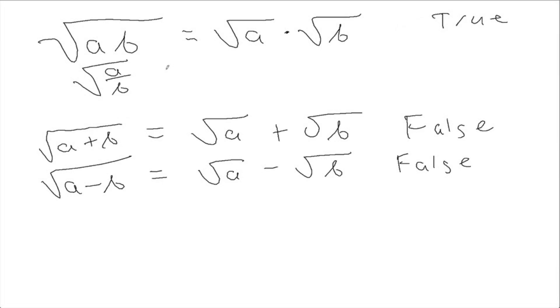Now, in this case, it would sure be nice if we could just do this. It would be nice if the root of a quotient was the quotient of the roots. So take a guess, does this look true or false? True. Why should we guess that?